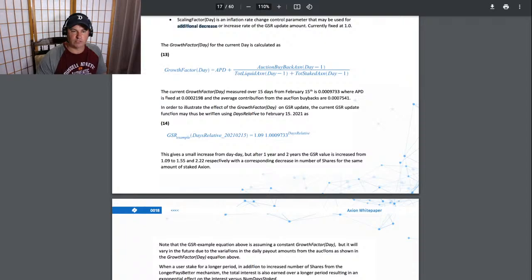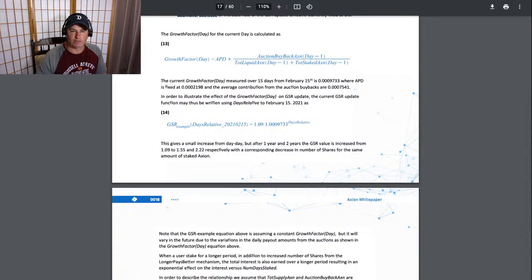This gives a small increase day to day, but after 1 year and 2 years, the GSR value is increased from 1.09, so this is the key takeaway for you if you're reading this, to 1.55 and 2.22 respectively, with a corresponding decrease in number of shares for the same amount of Axion staked. Okay, so that's a pretty big jump. So we're going to jump basically from that 1.09 to 1.55 after 1 year, and to 2.22 after 2 years. So that's a dramatic drop in the amount of shares.